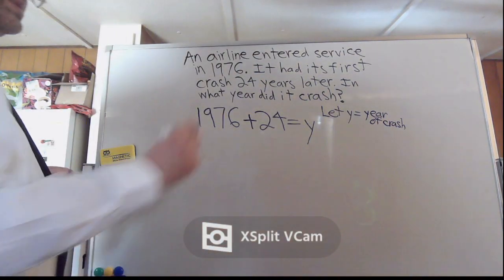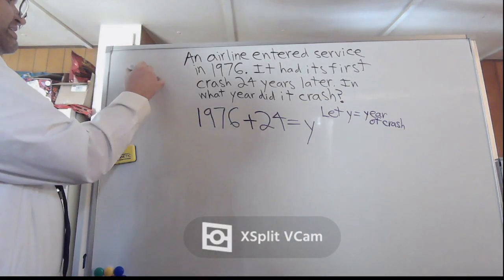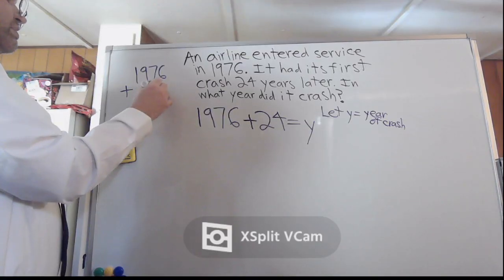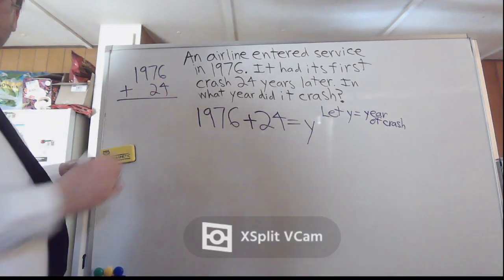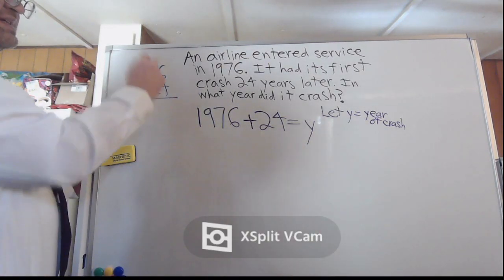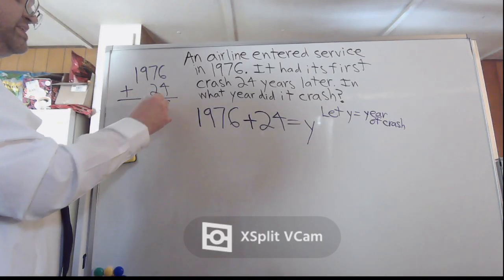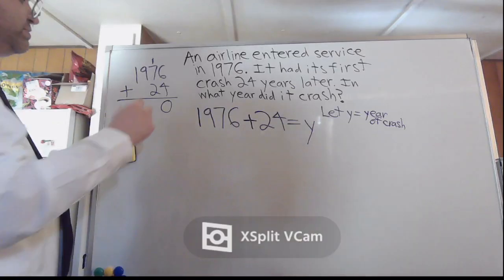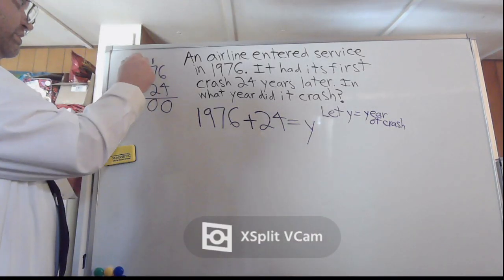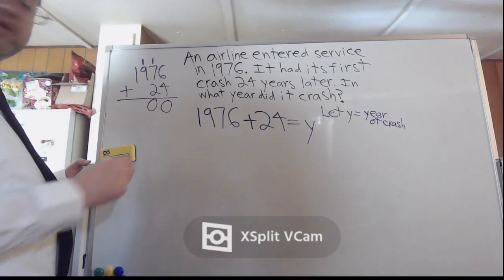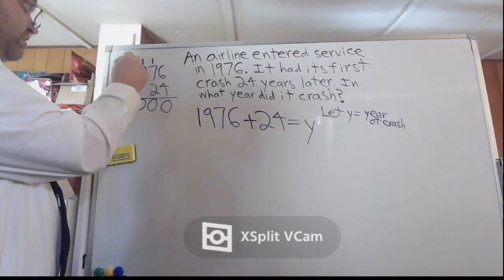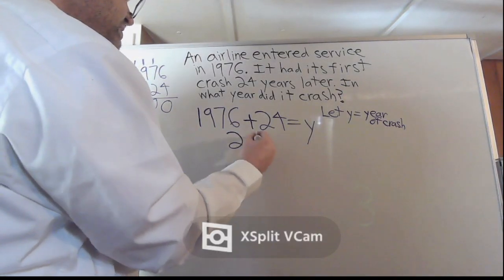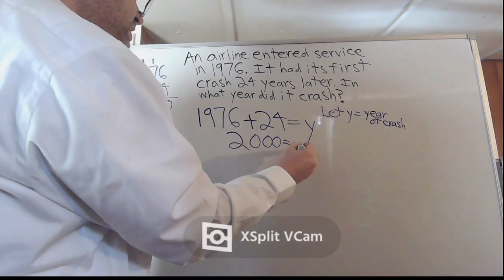So now you're left with the simple addition problem of 1976 plus 24. We'll work that out on the side. 6 plus 4 is 10. You keep the 0, carry the 1. 1 plus 7 is 8, plus 2 is 10. Keep the 0, carry the 1. 1 plus 9 is 10. Keep the 0, carry the 1. 1 plus 1 is 2. So we got 2000 equals Y.